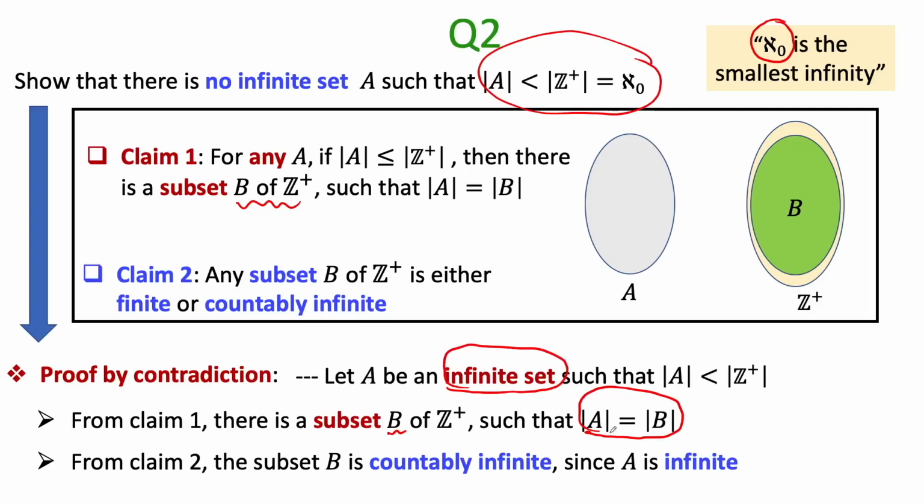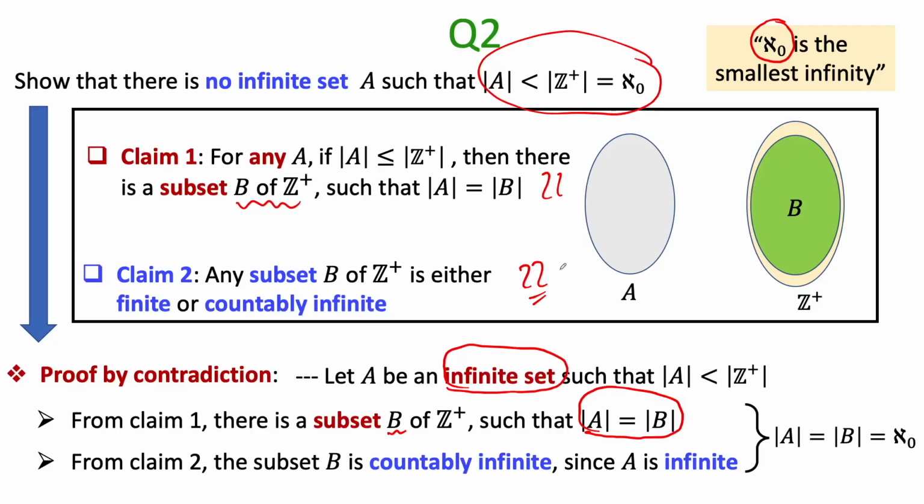But we also know that the cardinality of B is the same as the cardinality of A. That means the cardinality of A is also Aleph null, because B is countably infinite. So the cardinality of B is Aleph null. That means the cardinality of A is also Aleph null, which is a contradiction. Right? So now the proof boils down to how exactly we prove these two claims.